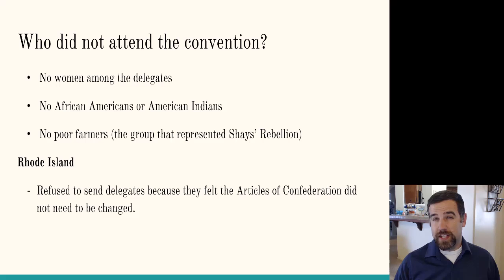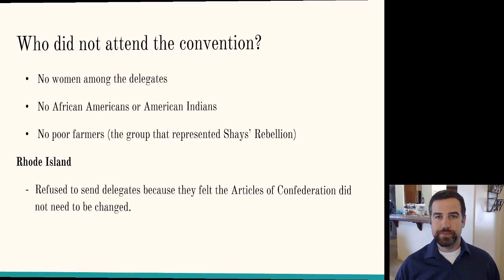And then the one state that did not send any delegates was Rhode Island. So Rhode Island felt that the Articles of Confederation was fine and didn't need to be changed, so they didn't feel that any delegates needed to attend. So when we have the 55 delegates representing every state, it would be every state except Rhode Island.